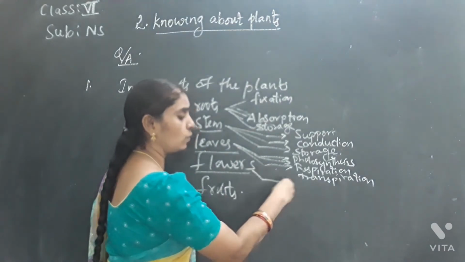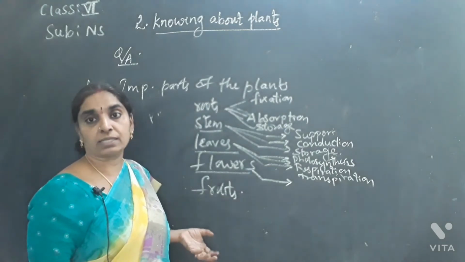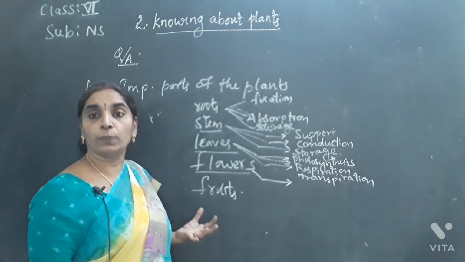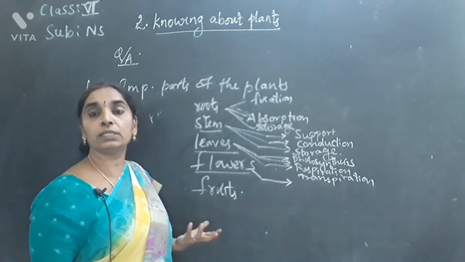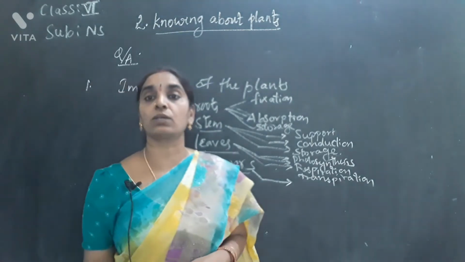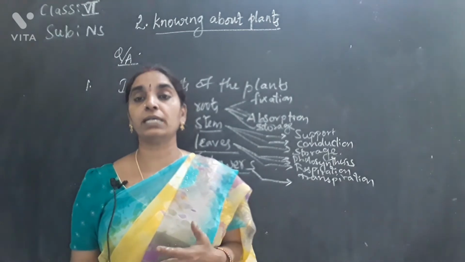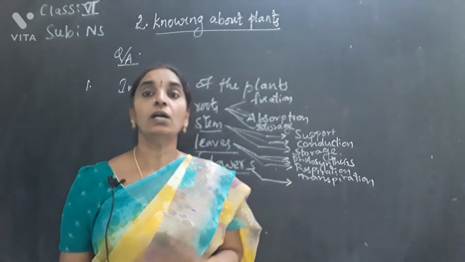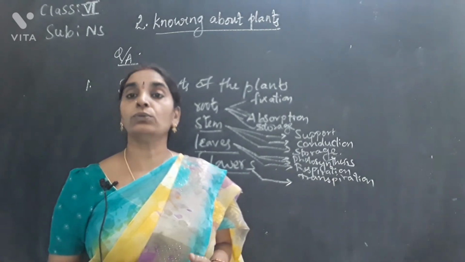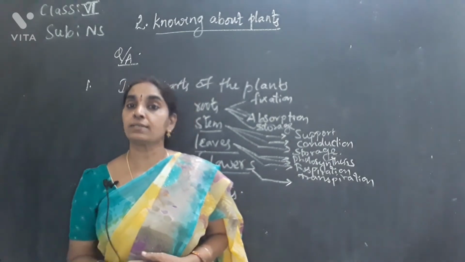Next, coming to the flowers. Flowers are another most important part of the plant. Flowers contain petals. They are of different colors and they attract both ourselves and also the birds and insects too. So flowers attract insects or birds for pollination. They help for pollination, and further fertilization takes place after pollination, which helps to give rise to seed formation. How the seed forms, everything you will learn in the 7th standard.